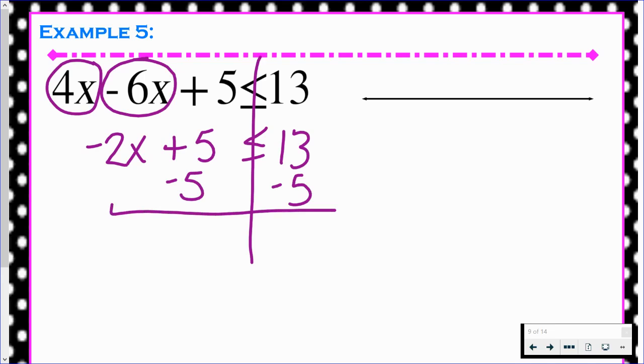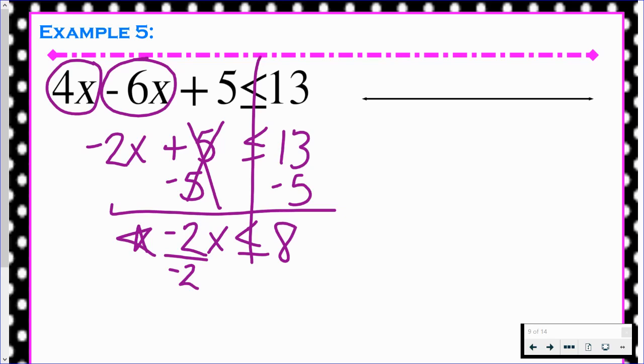Okay, so now I'm just left with the two-step equation. Now I have -2x is less than or equal to 8. 13 minus 5 is 8. Now I'm going to divide by -2. Ding, ding, ding. Special alert here. My coefficient by the x is negative. So I'm going to now flip the inequality sign. And 8 divided by -2 is -4.